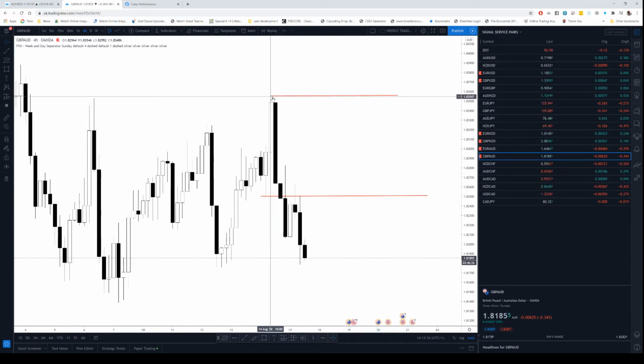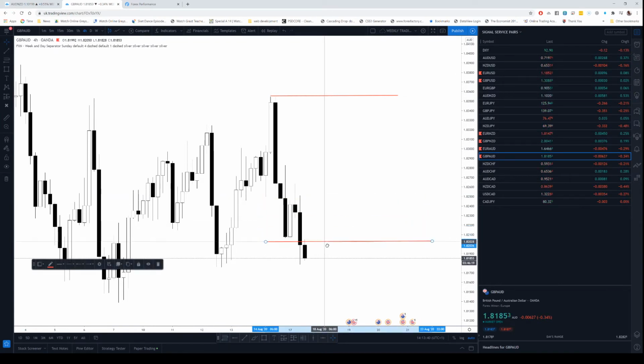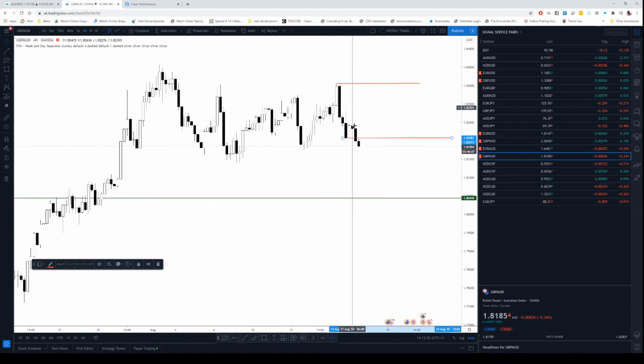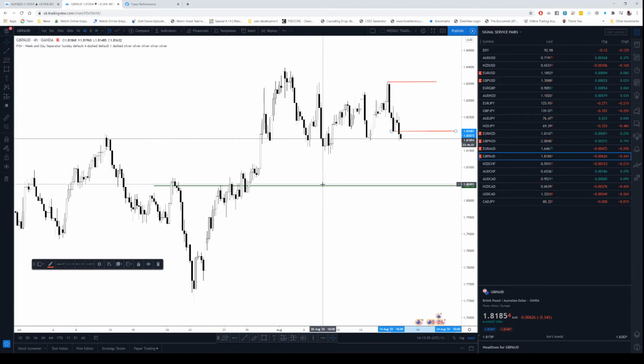So we have our structure high here, and we did break this structure low, so we have not formed a low yet. We did form one here and price didn't go much, and then we've broken down again. So we have to wait for a swing low to form before we can see where price can go into some form of a retracement, and then maybe a possible short back to this level.